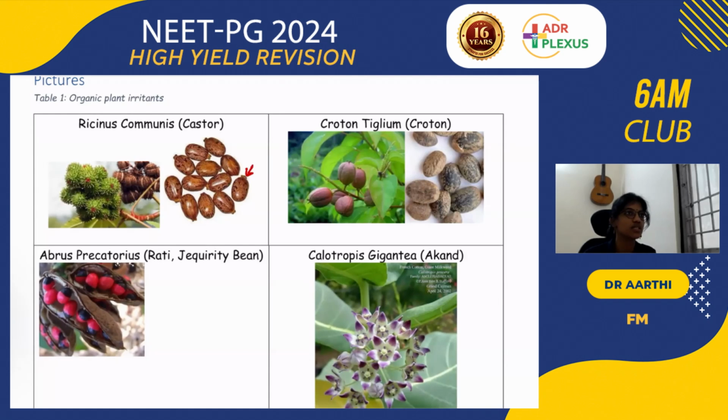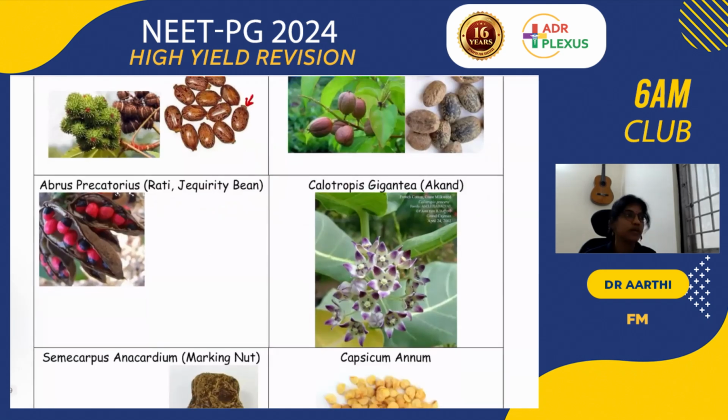Okay, so this is Ricinus communis. This is Croton tiglium, right? It is dull, no knob. This is Abrus precatorius. Look at it. It's a small round seed, it can be red and black or brown and black also. One crushed seed is poisonous.